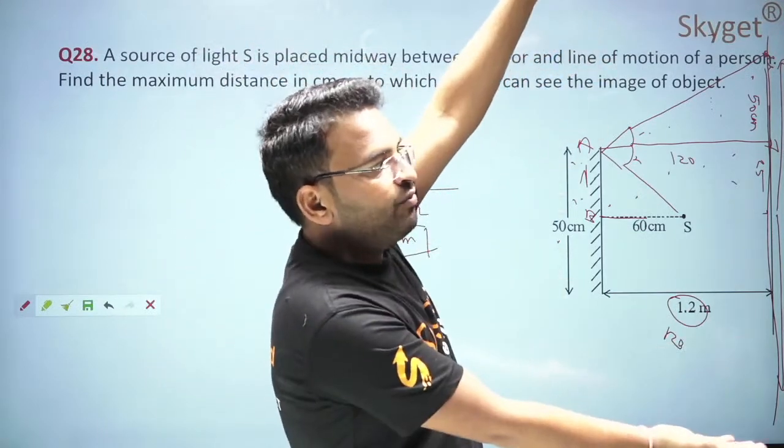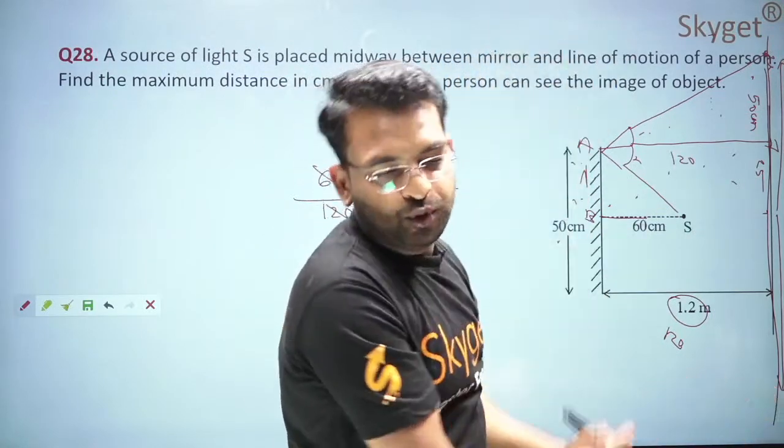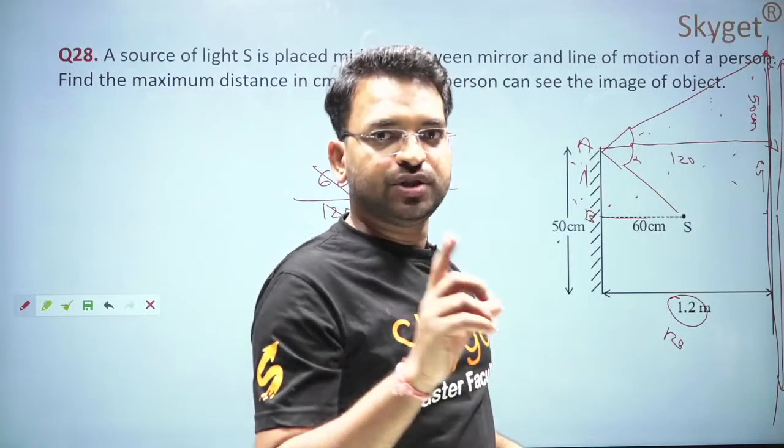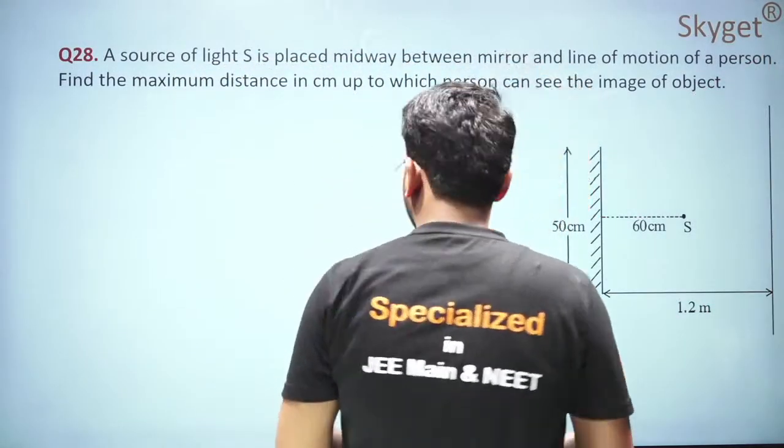So if the object is within 150 centimeter, then up to there I can see it. Simple logic-based question, similarity of triangles, mathematics. Okay.